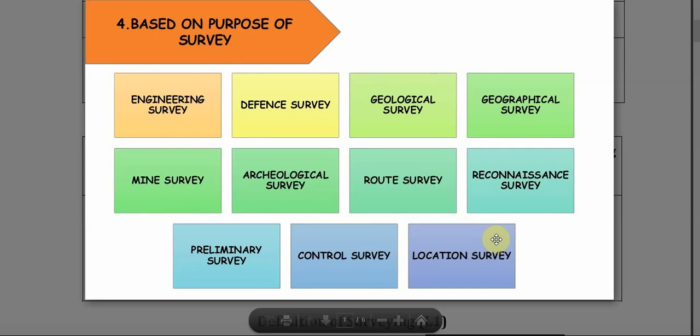Reconnaissance survey is done before we start any type of survey. Like the first time you are going to a site, you just see the features of the site, like where we can start the survey, where we can end, what are the difficulties that we can face in this site. That is reconnaissance survey. The survey which is done before the detailed survey, it is done by the person through his eyes. So these are the different types of survey based on purpose.